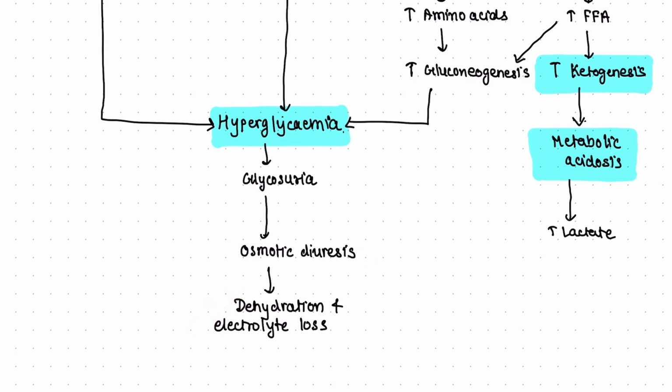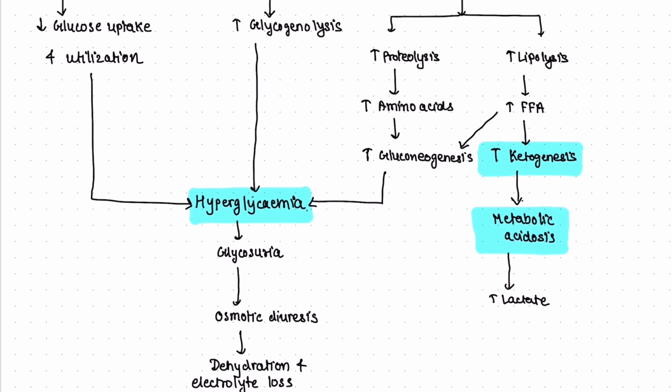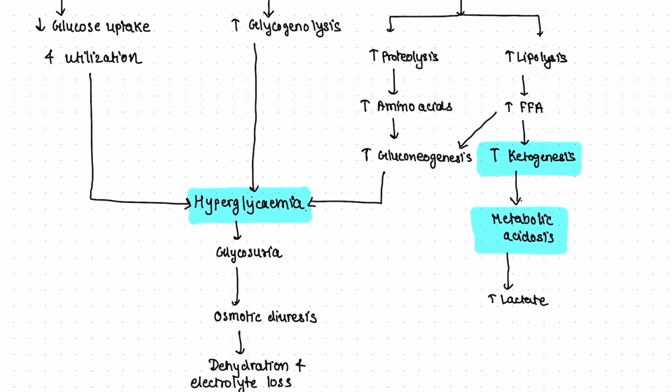So there are three main things in the pathophysiology that you have to remember. First, hyperglycemia. Second, ketogenesis. And third, metabolic acidosis. This all will lead to osmotic diuresis, dehydration and electrolyte loss.